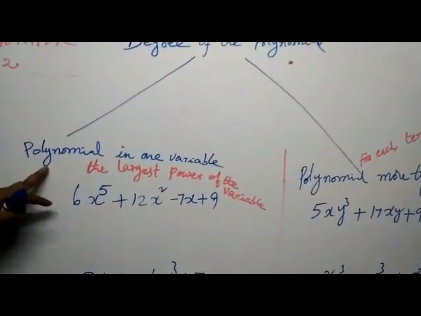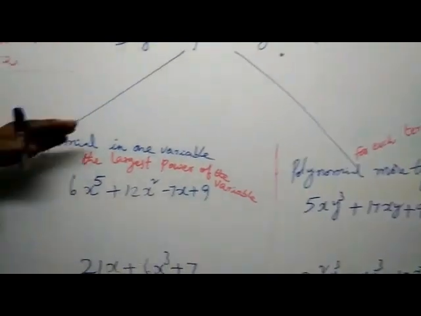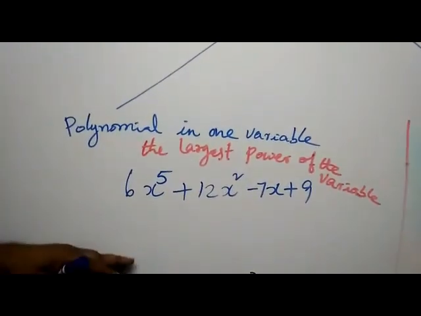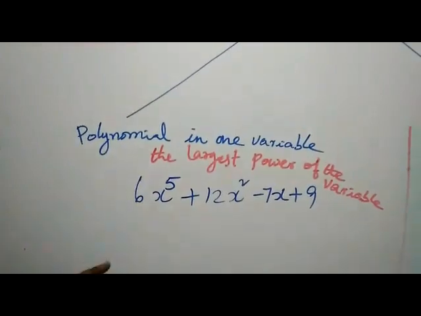Polynomial in one variable or polynomial in more than one variable. First of all, we'll discuss polynomial in one variable. How to find the degree? Here, two examples are there.